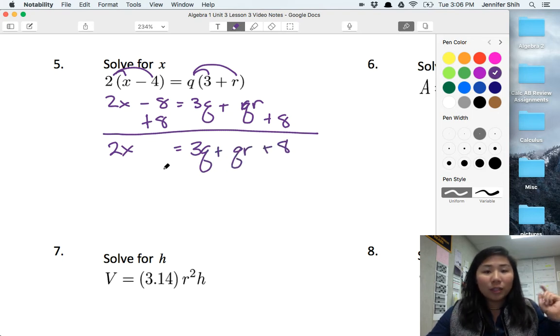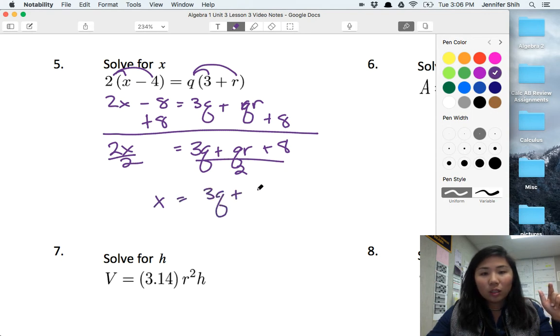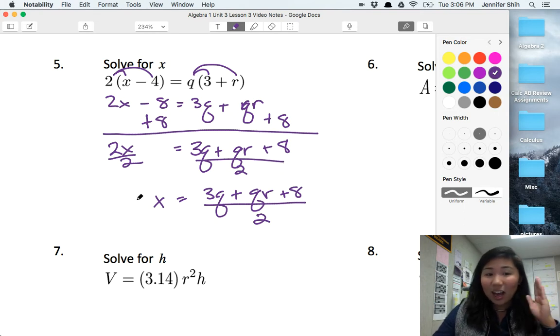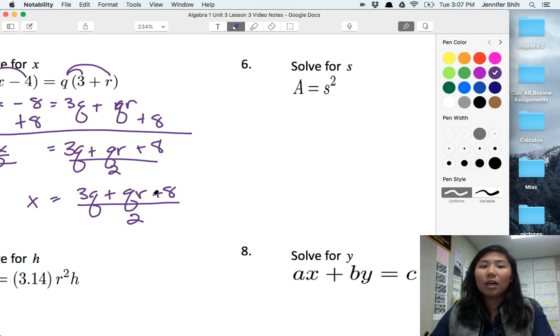And how this is going to work now is to isolate x, we have to divide both sides by 2. So x is equal to 3q plus qr plus 8 over 2. Looks very strange, but we are doing exactly what we need to do, and that is isolating our x variable. Solve for x, our x is equal to something. Great.